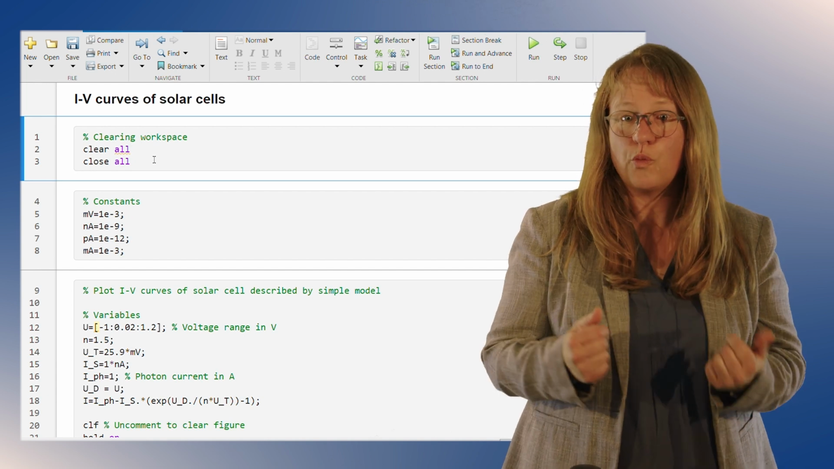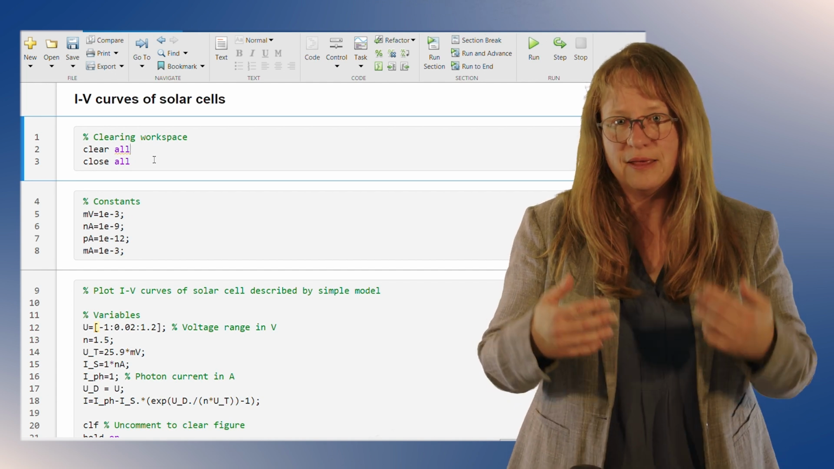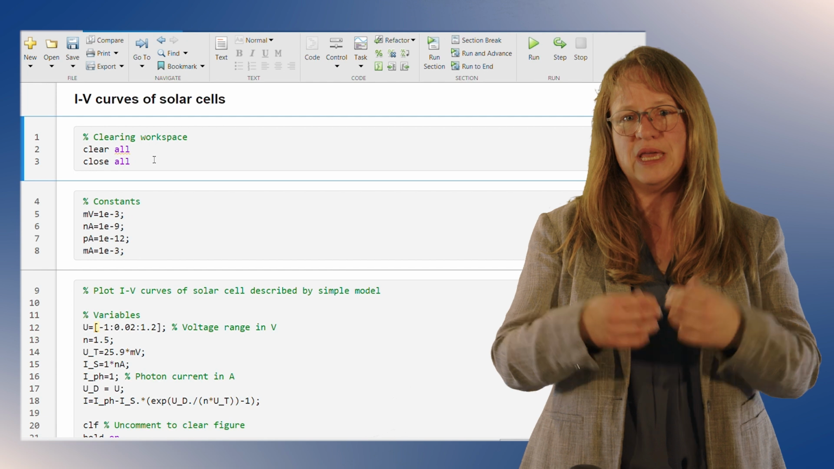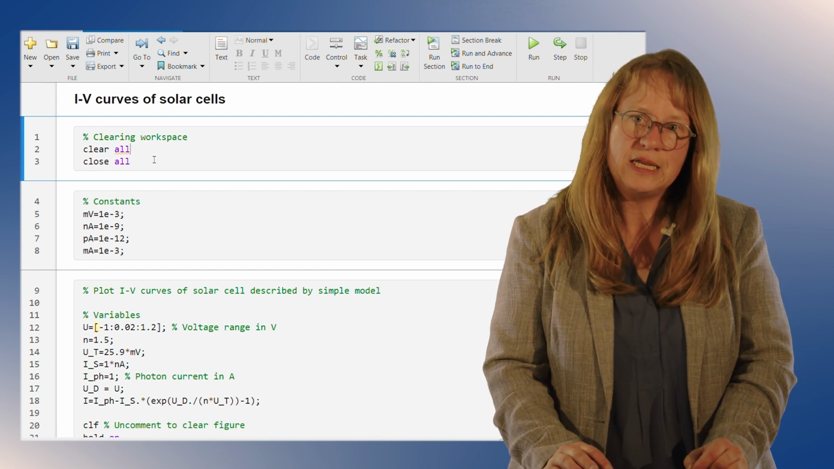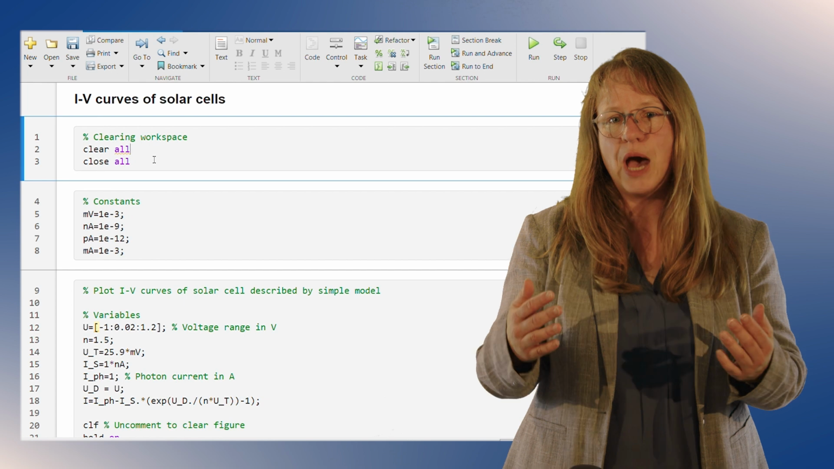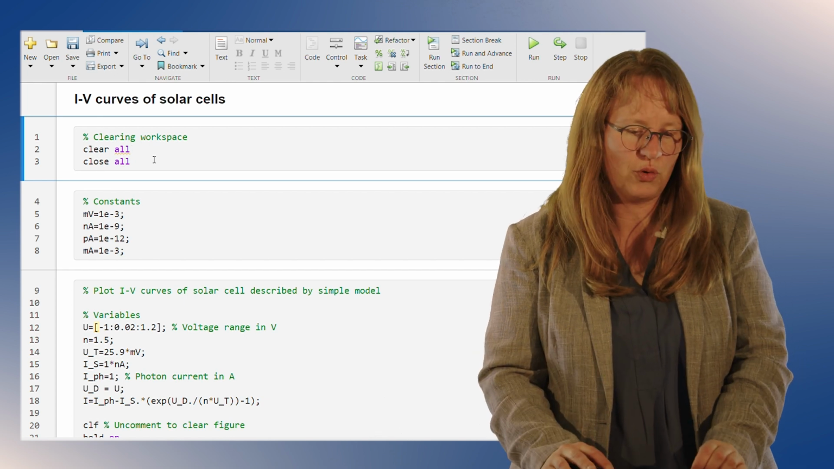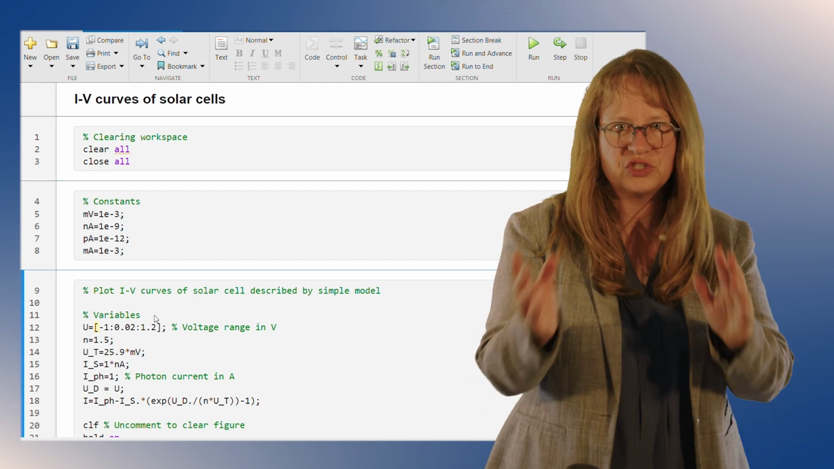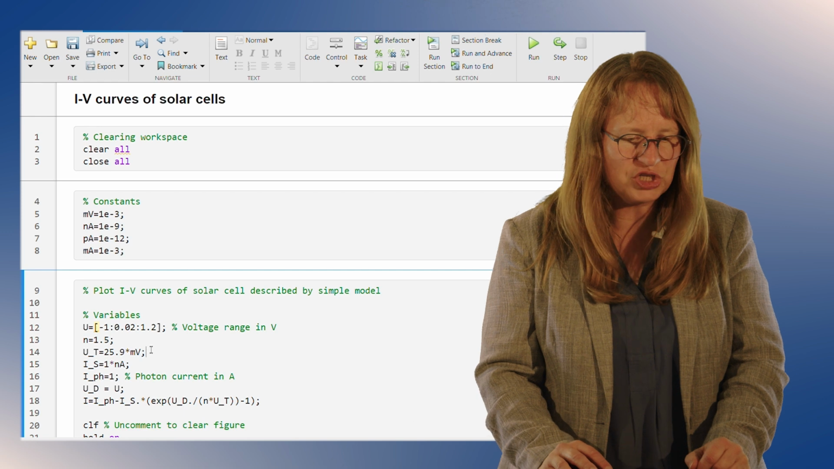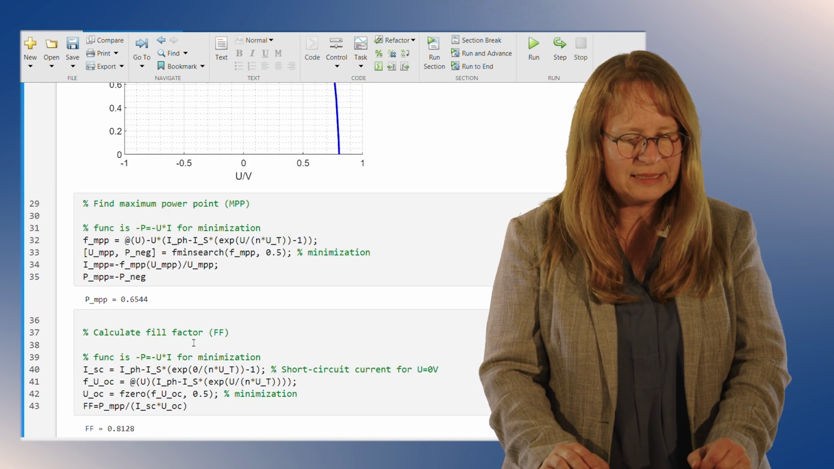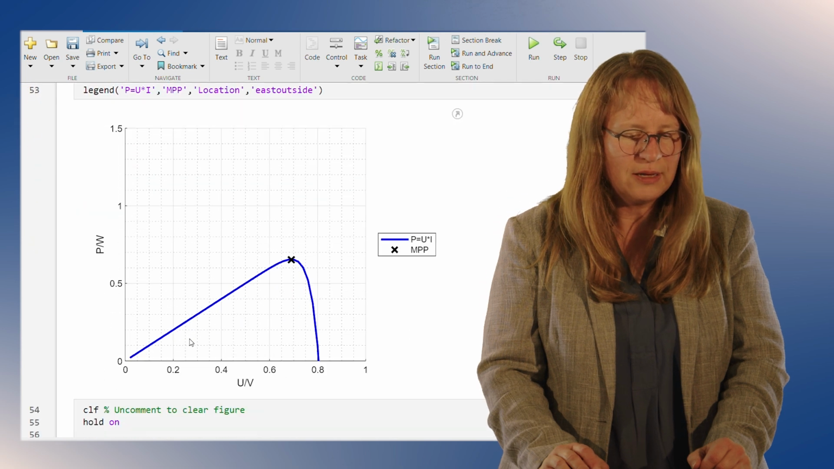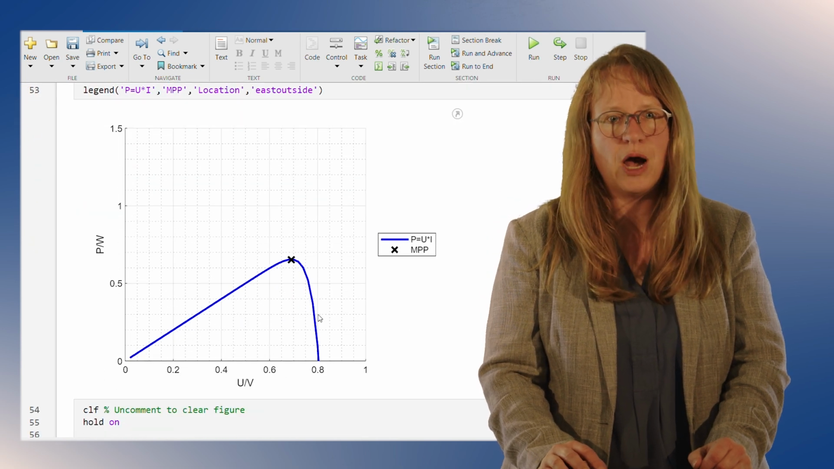And of course, what we want to know is how much power can be extracted, or what energy can be extracted from the solar cell. So what we need to do is calculate the power at different operation points. In order to do that, I copied over the plotting of the solar cell spectrum to this script, and now I added a calculation of the power in this graph.